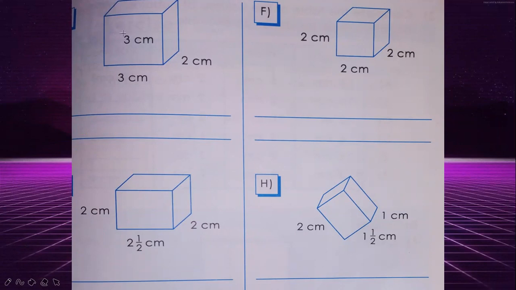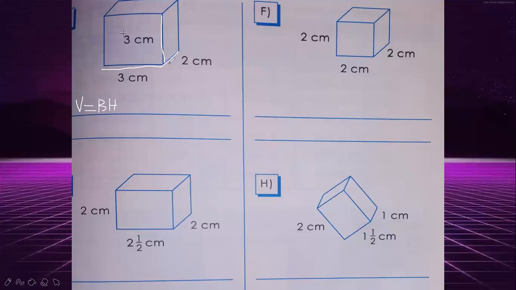This is letter E. So we can use volume is equal to base times height. Let's try that. Now, if you're not sure of where the length, width, and height are, this is our length, this is our width, and this is our height. All right, so let's input that.